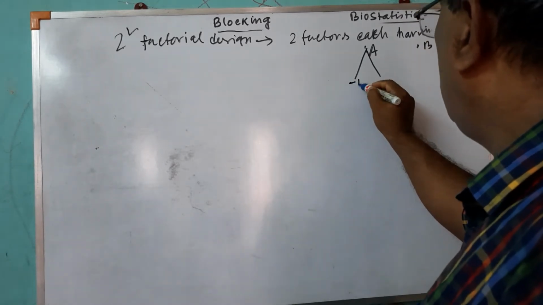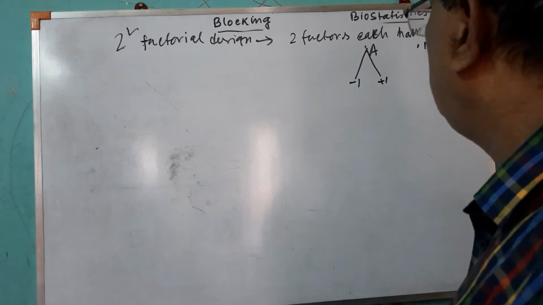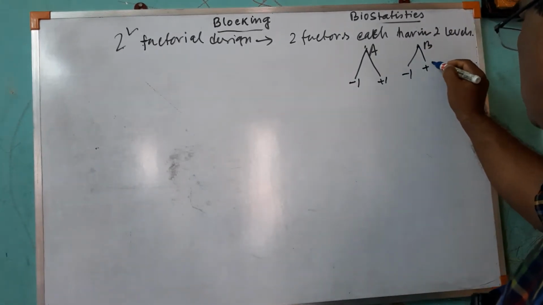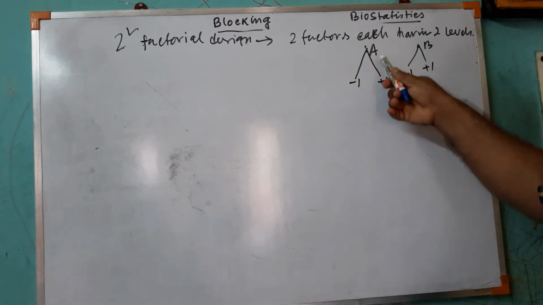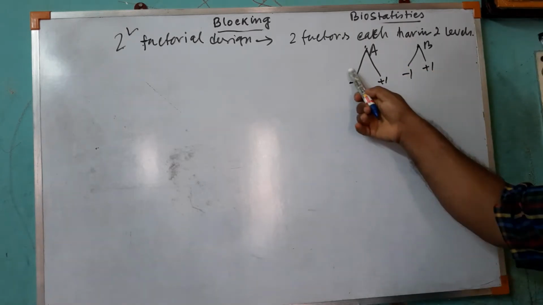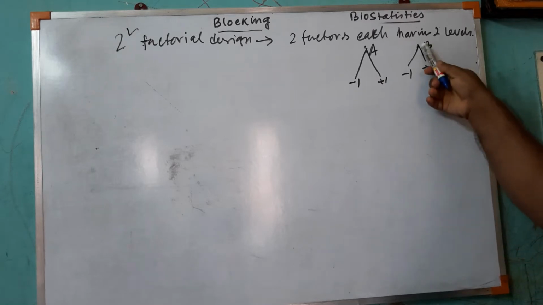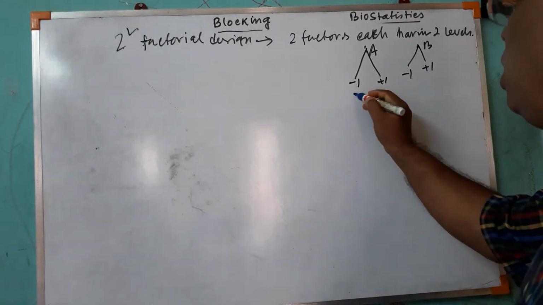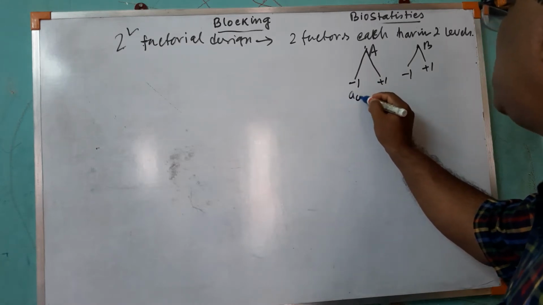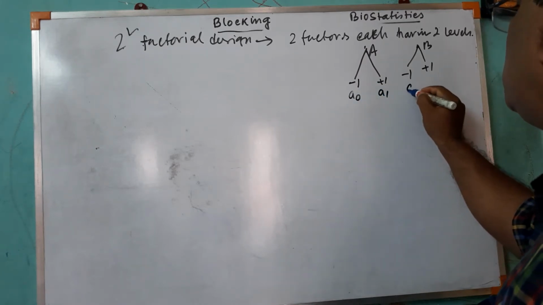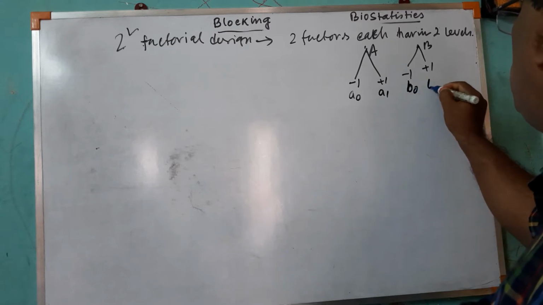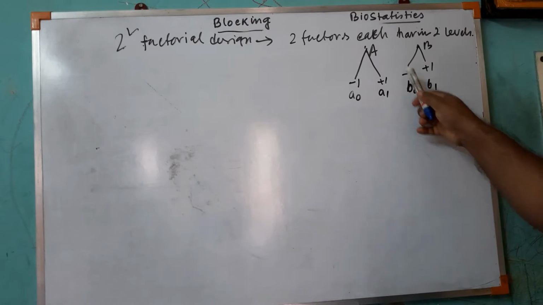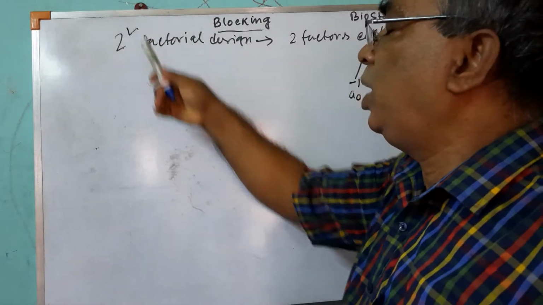Suppose I am taking minus 1 and plus 1, minus, plus. This is minus 1 and plus 1. So that means factor A having minus level, that is lower level, and this is higher level. Factor B having two levels, minus 1 and plus 1. This can again be written as A0, A1, and this can be written as B0, B1. These are the levels of these two factors, because it is a 2 square factorial design.